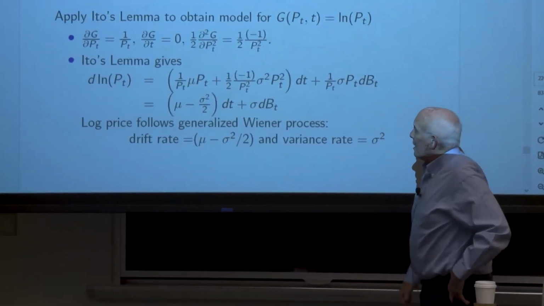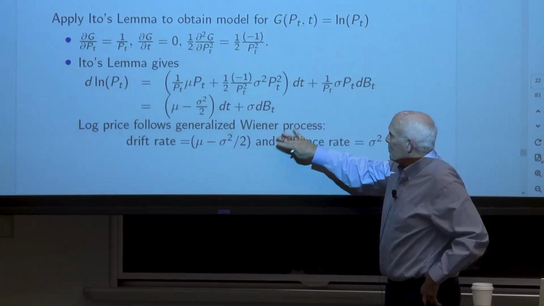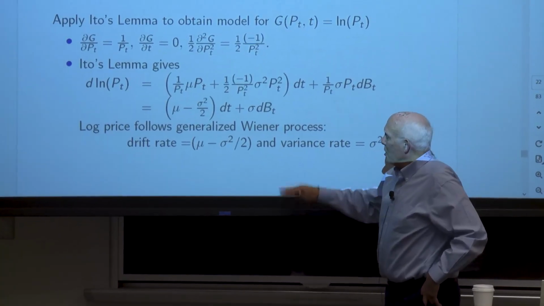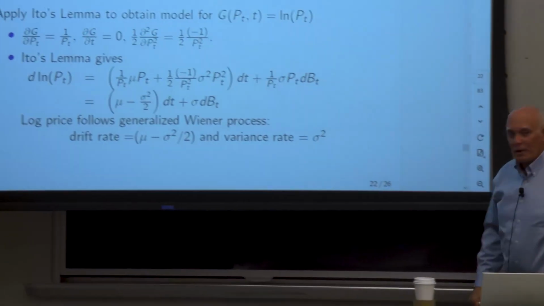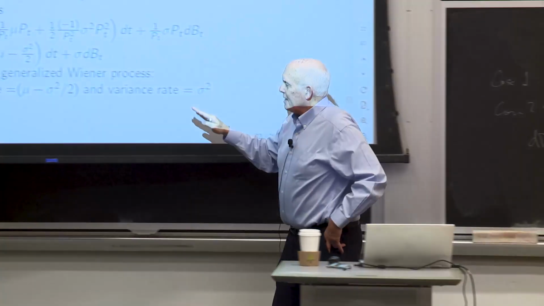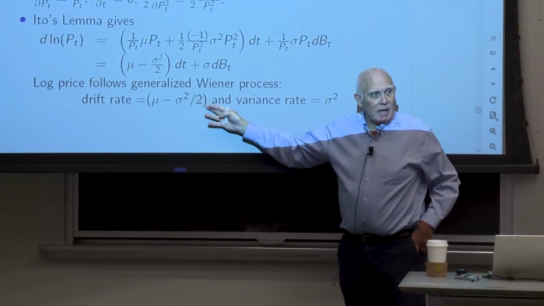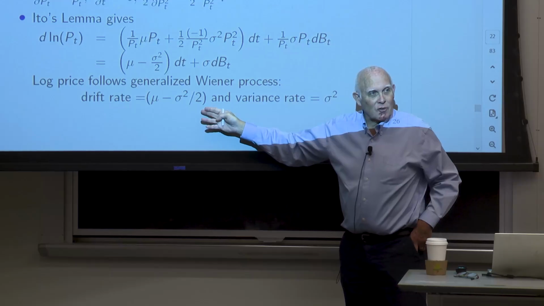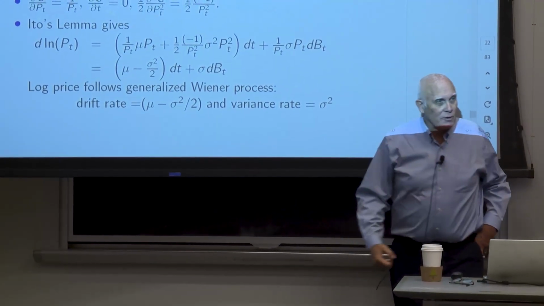And so log price is going to follow a generalized Wiener process with a drift rate given by mu minus sigma squared over 2 and variance rate equal to sigma squared. Now what's important about this result is that the drift rate changes from mu to mu minus sigma squared over 2.